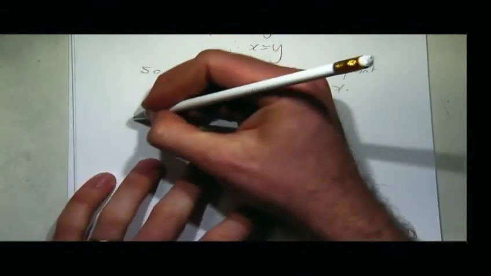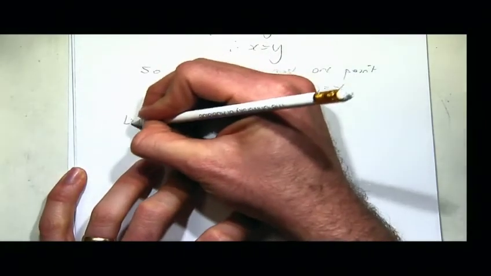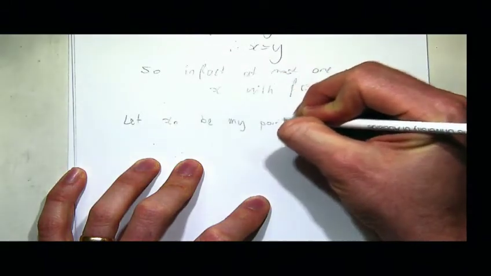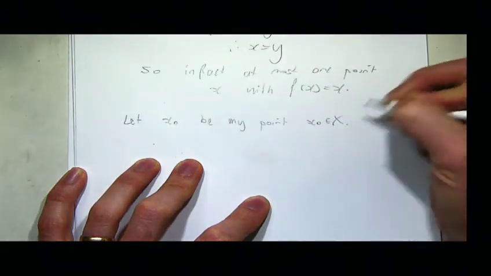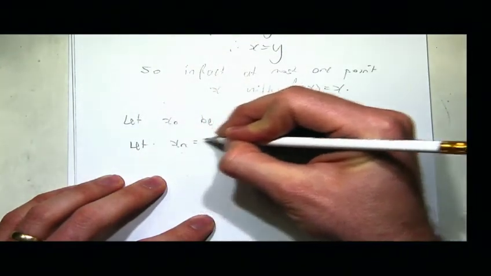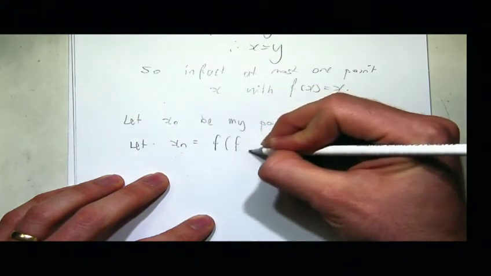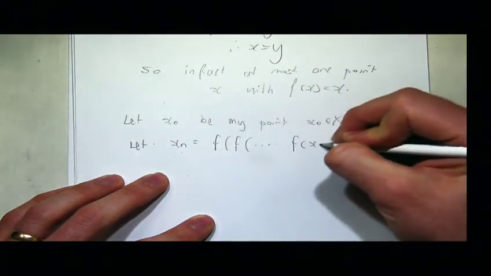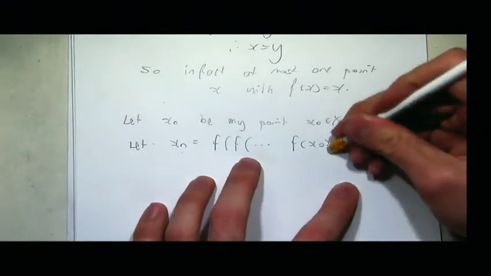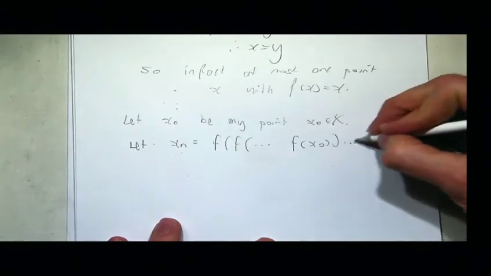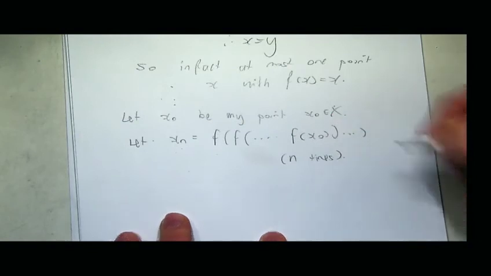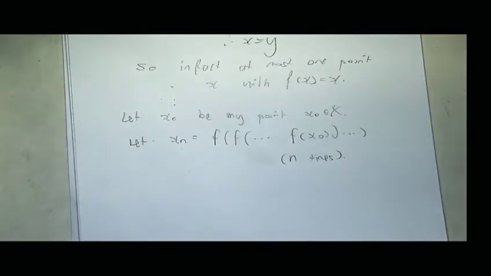Excellent. All right. So let x naught be any point in X, and then let xn equal f of f of ... f of x naught, n times. Okay, that looks like a good plan. I'm sure there's a better way of writing that, but it'll do.